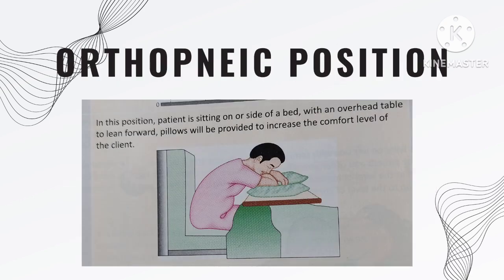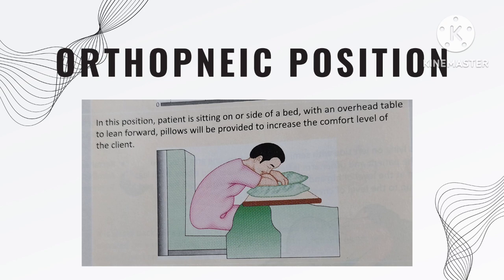The 10th position is the orthopneic position. In this position, the patient is sitting on the side of a bed with an overhead table to lean forward. Pillows are provided to increase the comfort level of the client. Uses are to relieve respiratory distress, thoracentesis, pericarditis patients, ARDS patients, asthma, COPD, and emphysema.